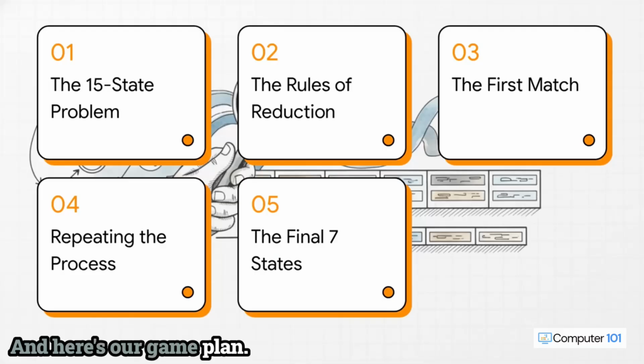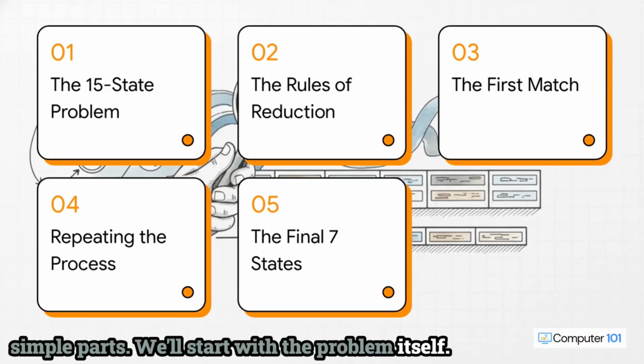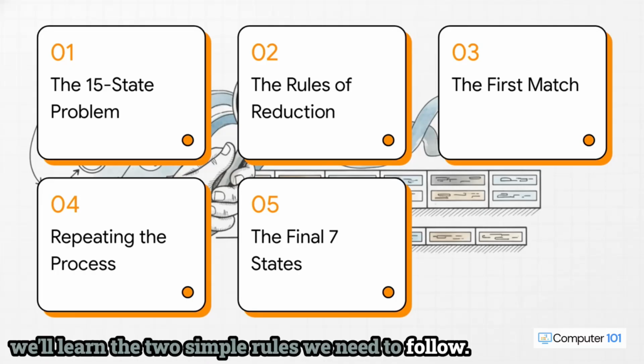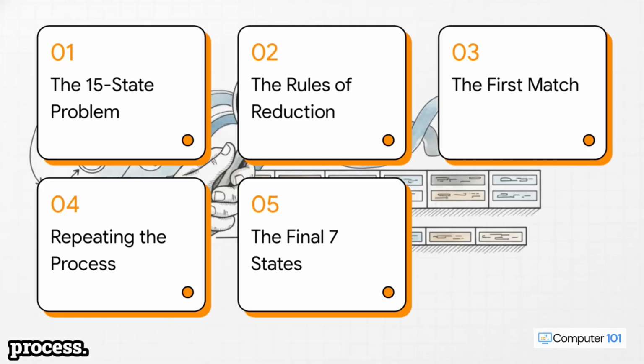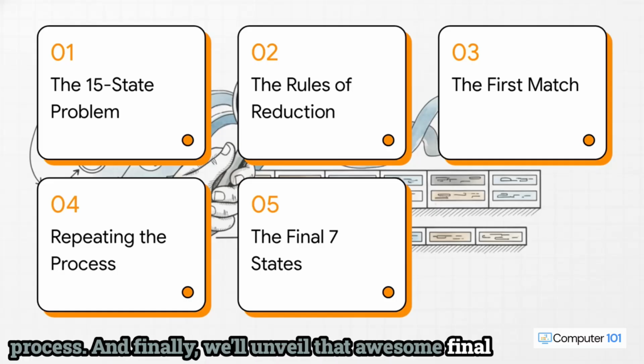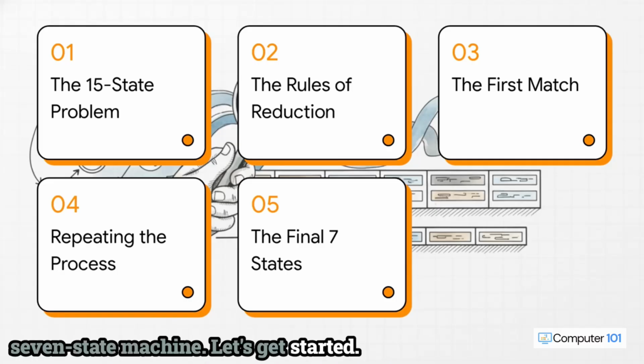And here's our game plan. We'll break it down into 5 simple parts. We'll start with the problem itself. Then we'll learn the 2 simple rules we need to follow. After that, we'll find our first match, see how to repeat the process, and finally, we'll unveil that awesome final 7-state machine. Let's get started.